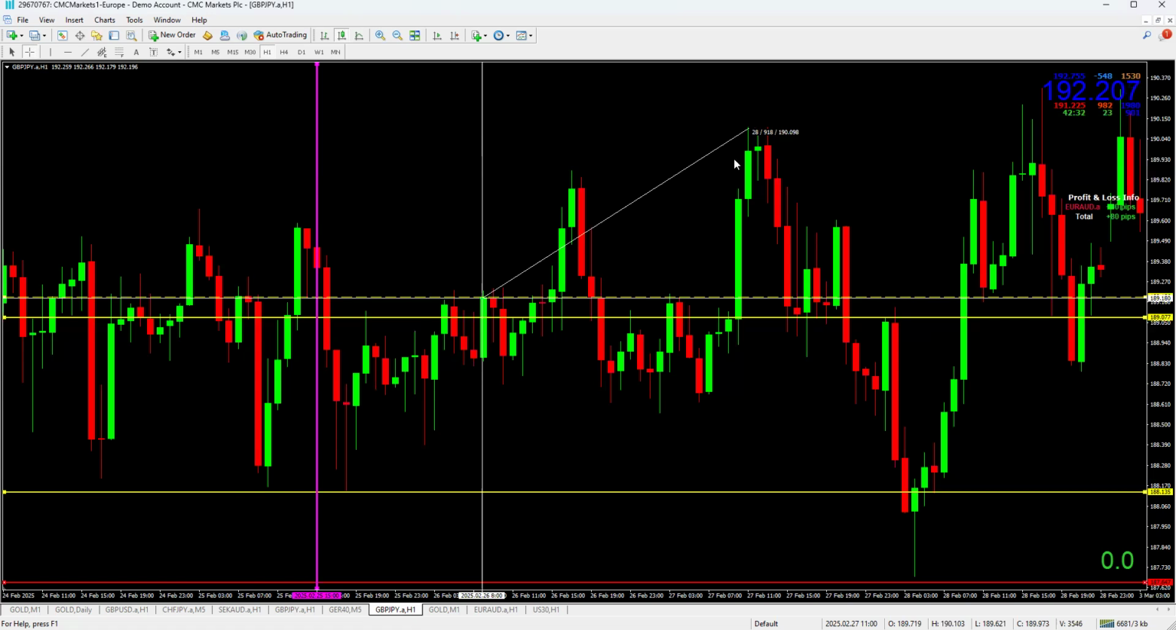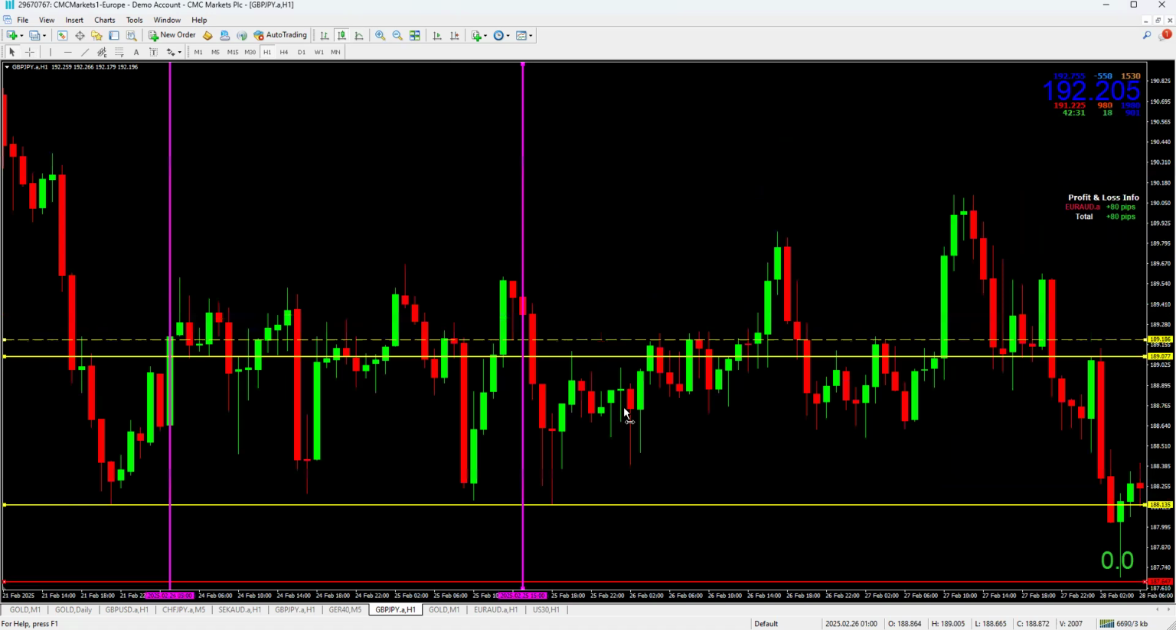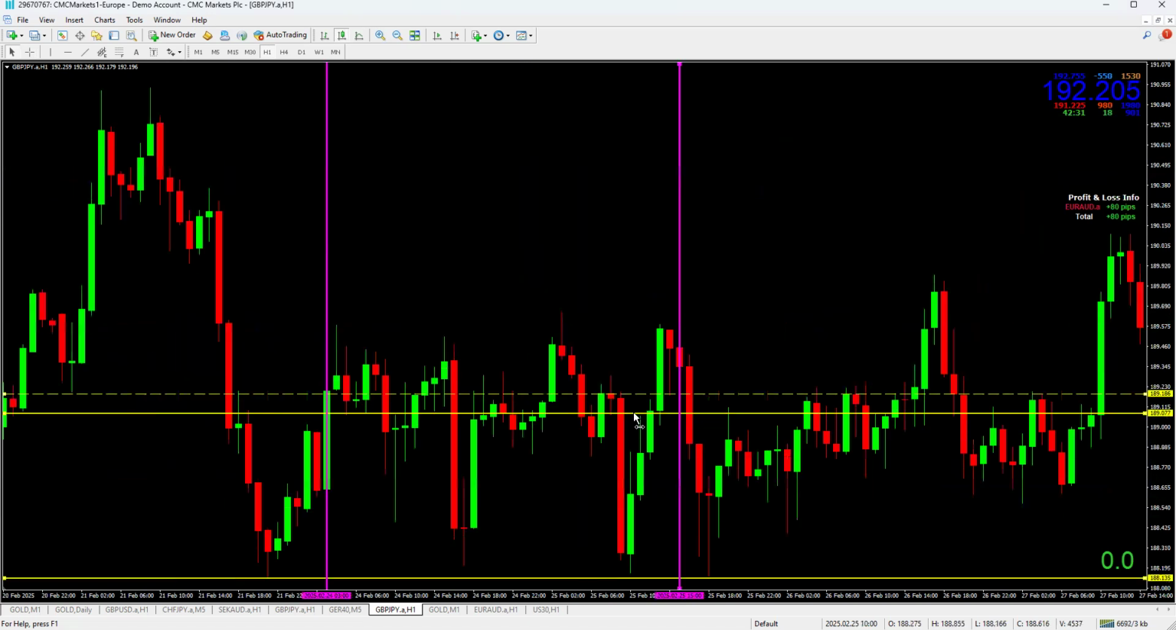So one of the strategies I use sometimes, it just depends on my mood or whether I'm free to watch the chart. If I don't have time, maybe I need to be going out soon, I'll just set it for one-to-one and close it at one-to-one, as opposed to letting it hit TP1 and then letting it run for TP2 or whatever.